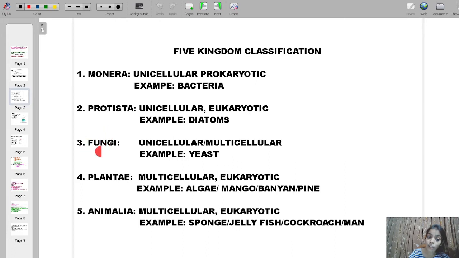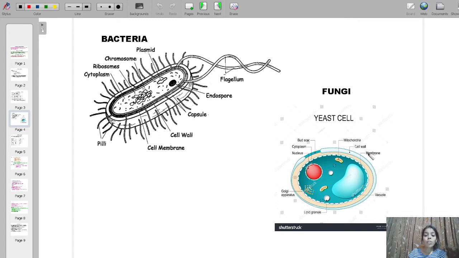Next kingdom is fungi. Now from fungi, multicellularity comes in. I told you in the previous video. So fungi can be unicellular or multicellular. This is a unicellular yeast cell and it is eukaryotic. So you can see mitochondria is there, then vacuole is there. That means membrane bound structures are present in fungi. And they have a cell wall also.